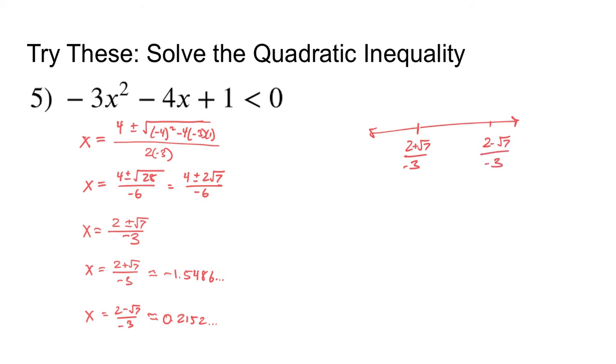And then I can pick my values in each one of these regions. So this would maybe be x equals negative 3. I could still pick 0 here, that's nice, and maybe x equals 1 there. And I'll test these values out. I'll find that this region works, this one does not, and this region does. So my solution will be this region here, so x less than 2 plus the square root of 7 over negative 3, and this region up here, or x greater than 2 minus the square root of 7 over negative 3.